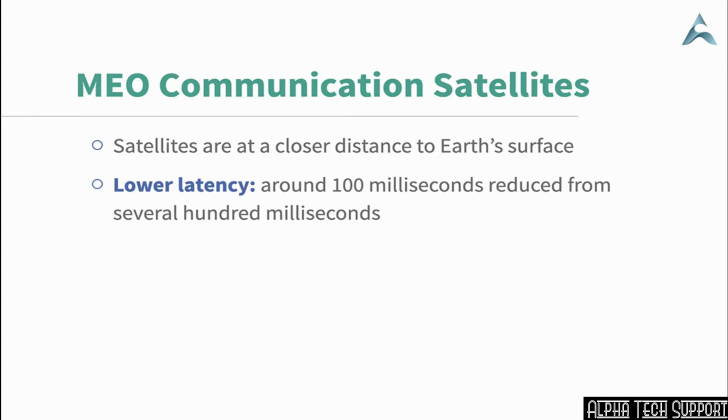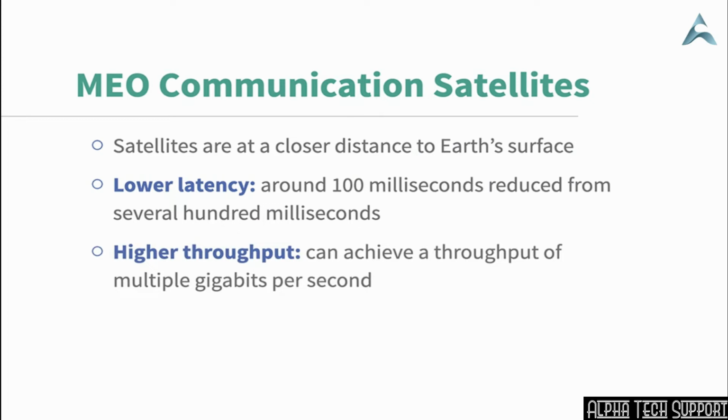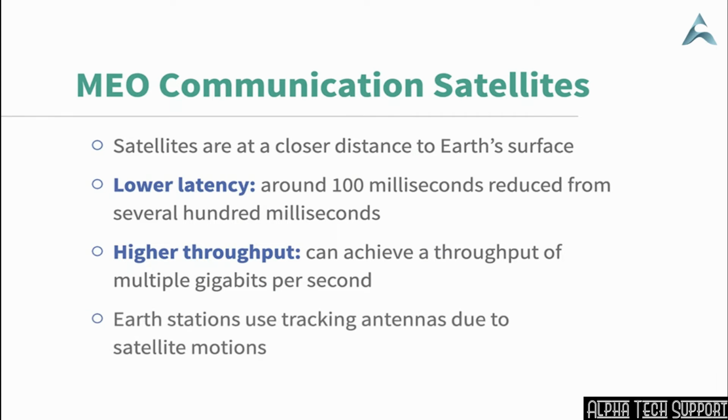It's also possible to provide higher bandwidth than GEO. The latest MEO satellite system, such as the new SES-O3b satellites, have claimed to provide a throughput performance of multi-gigabit per second. Earth stations would use tracking antennas due to the motion of satellites. The antennas to be used can be based on a mechanical mechanism, whose beams can be mechanically steered, or they can be based on a phased array whose beams can be electronically steered.